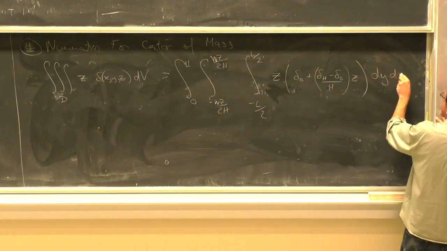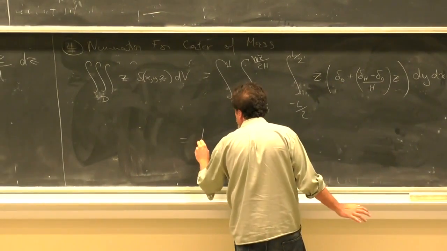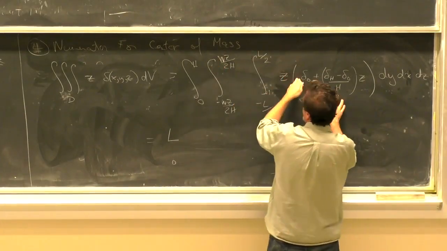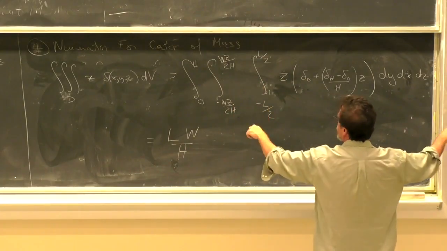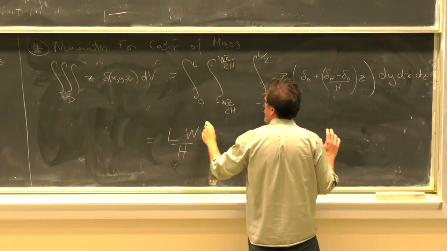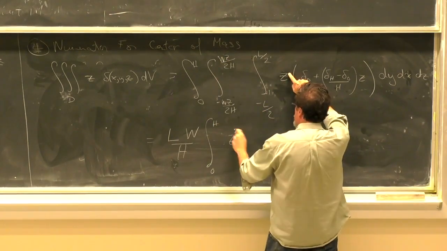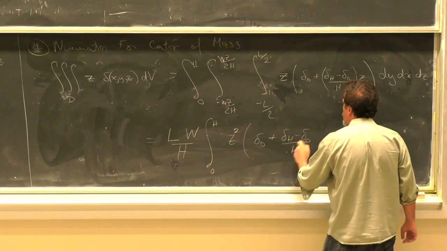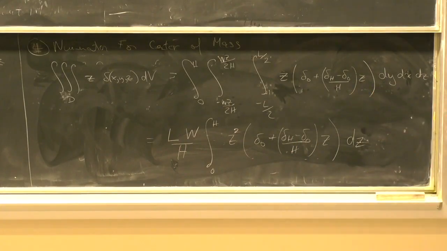So there's the dy, then the dx, and then the dz. The dy part of it gives me L. The dx part of it gives me just this multiplied by that. So I'm going to have the w over h, which has been ubiquitously coming out of that integral, and it's coming out again. Then I have to do the integral from 0 to h of this z, delta 0, which is always going to sit there, plus delta h minus delta 0 over h times z, and then integrate that with respect to z. That's the integral I have to perform for the numerator.